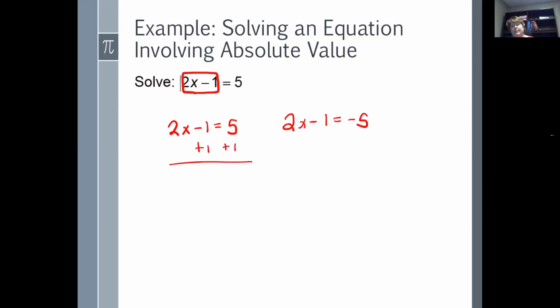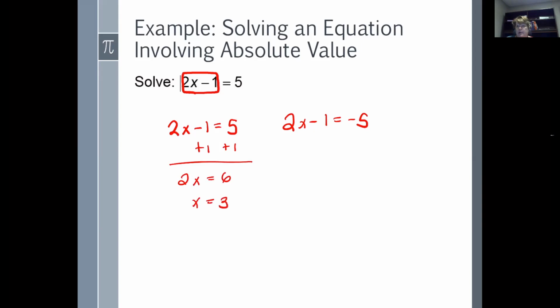Now, I should take a step back real quick. If the absolute value is not isolated all by itself on one side of the equation, you need to do that. You have to have the absolute value all by itself on either the left-hand side or the right-hand side. Right? Let me finish this.